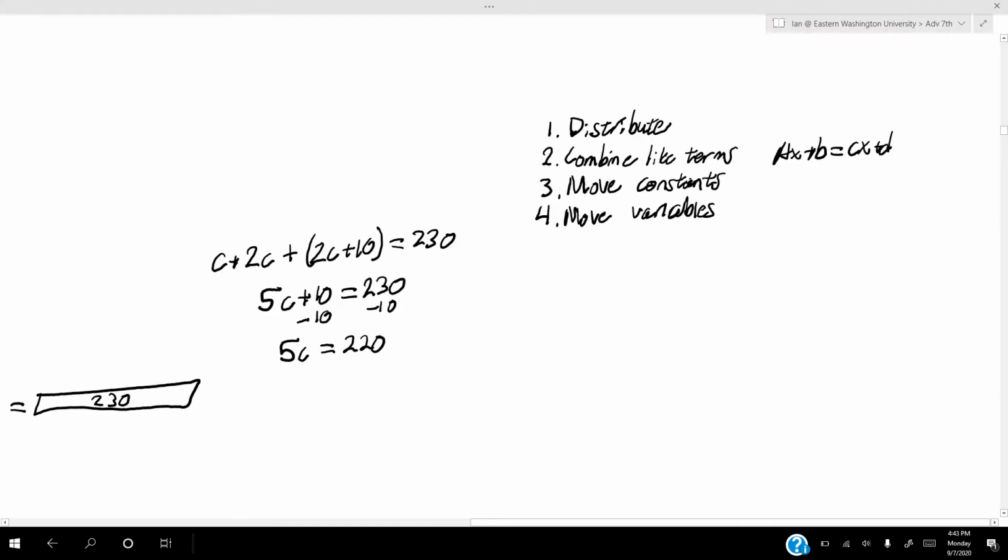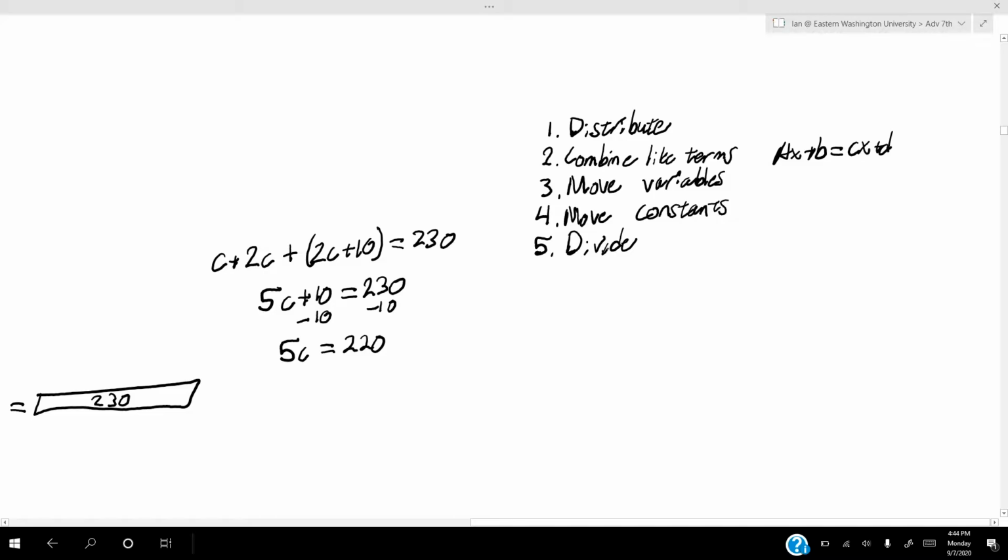Now, since we don't have any variables on the other side, we don't have to do this yet. Actually, I switched those up. Sorry, guys. Step 3 is move variables. Step 4 is move constants. And then step 5 is divide.